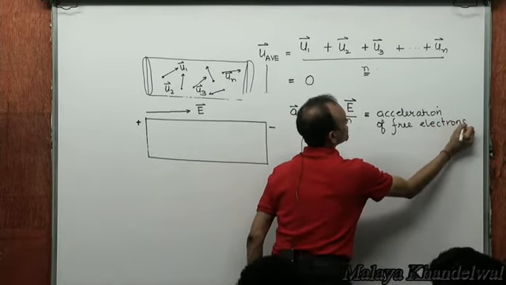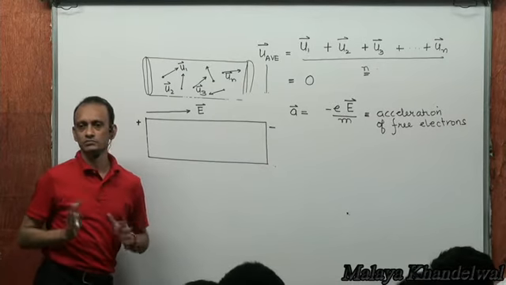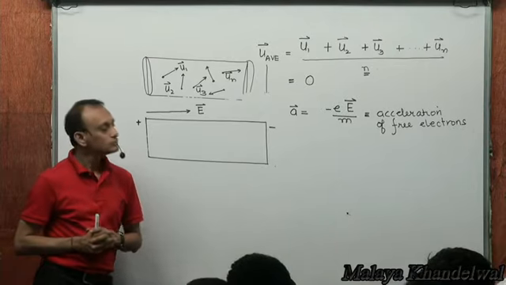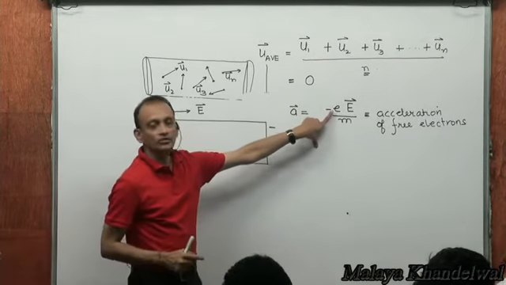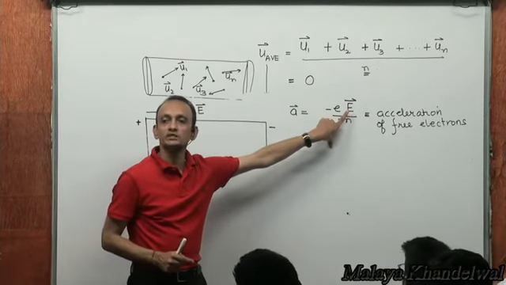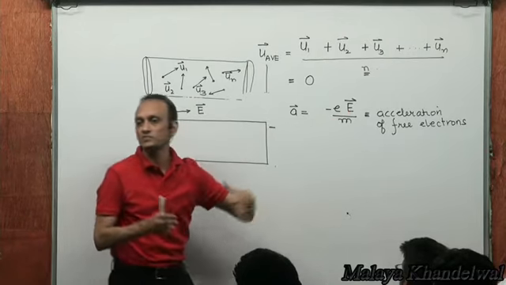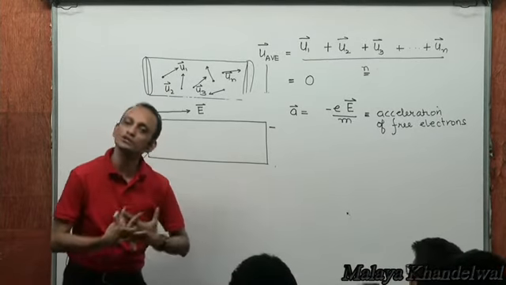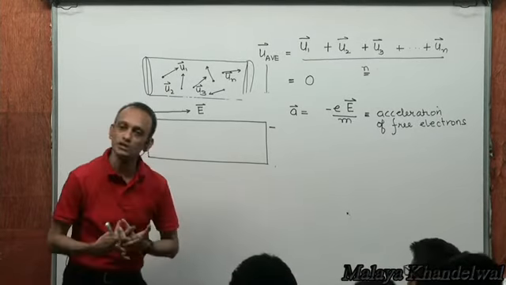Yes, I've created a uniform electric field along the length of the conductor. Because an electron will experience a force opposite to the direction of the electric field, isn't it? Negative charges will experience force opposite to the direction of electric field. Positive charges will experience force in the direction of the electric field. That's why a minus sign. I'm talking of free electrons. So this is the force on the free electron divided by its mass. That's the acceleration of the free electron. Yes or no? Right?